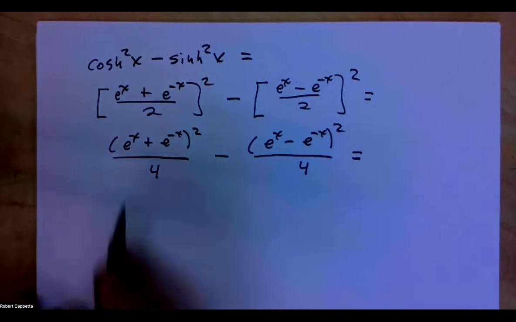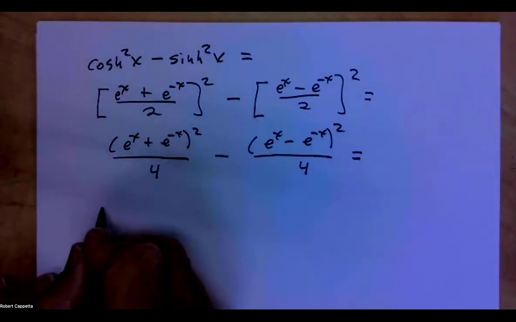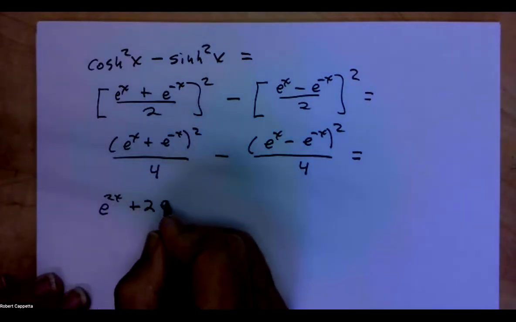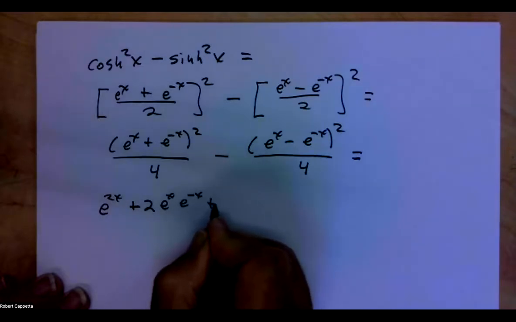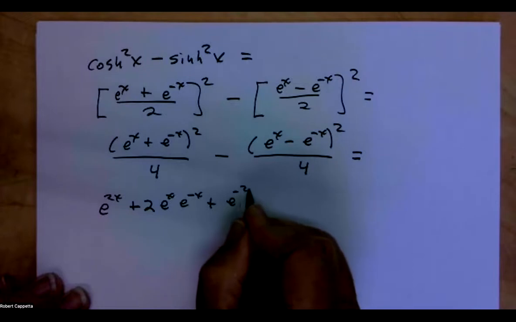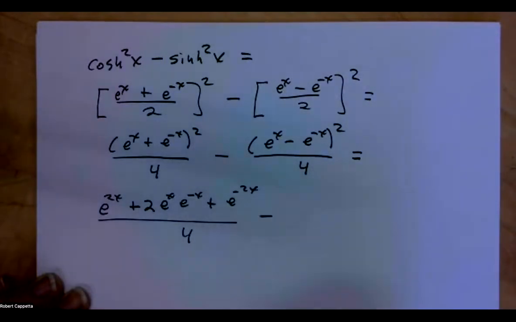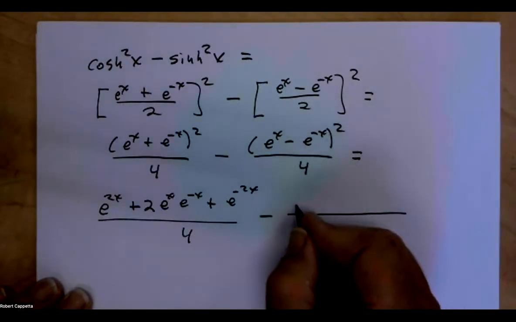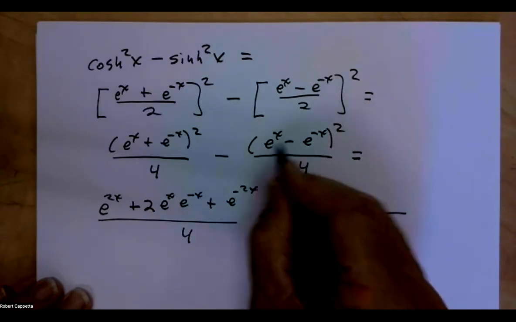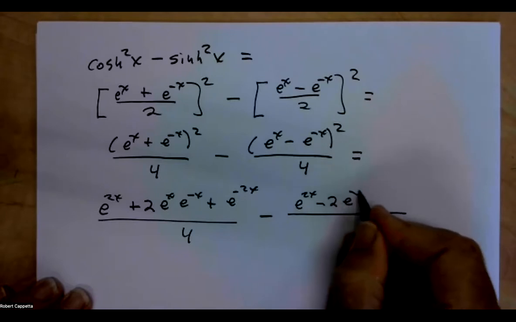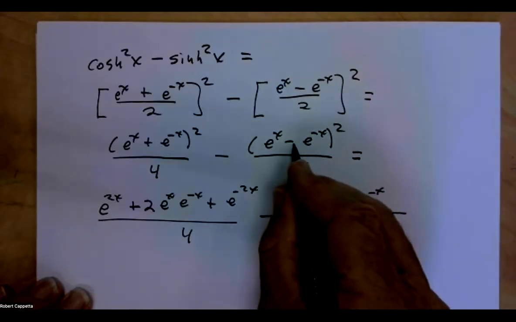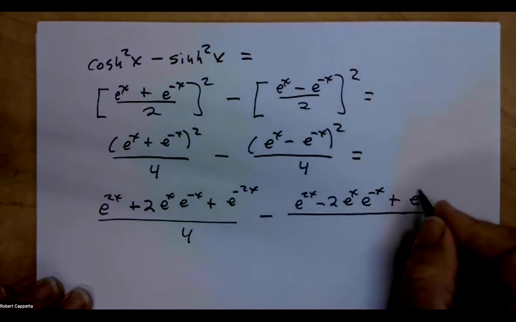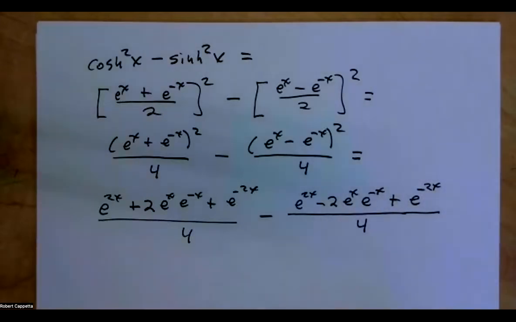So what is e to the x squared? Well, e to the x times e to the x is e to the 2x, plus twice e to the x times e to the negative x, plus e to the negative x times e to the negative x, which is e to the negative 2x, over 4, minus, similarly, e to the x squared is e to the x times e to the x, or e to the 2x, minus 2 times this, minus 2 e to the x. And then negative e to the negative x times negative e to the negative x is plus e to the negative x times e to the negative x, e to the negative 2x over 4.